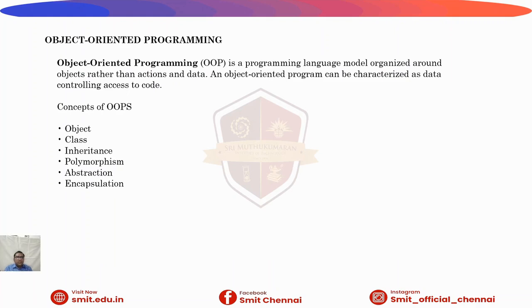Now next we see about the basic concepts of object oriented programming. Object oriented programming is a programming model around which the various actions or data are surrounded. It can be characterized as the data controlling and access to the code. Now the various concepts of OOPS are object, class, inheritance, polymorphism and abstraction. Now we'll see one by one.